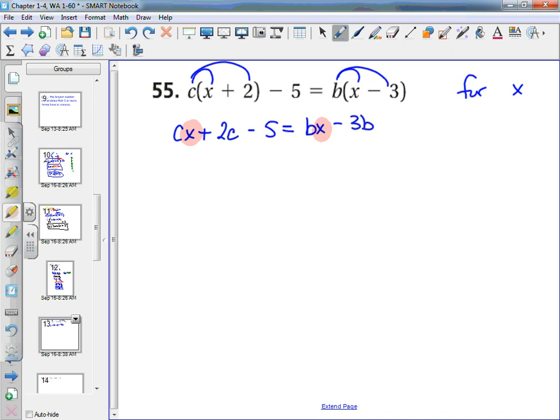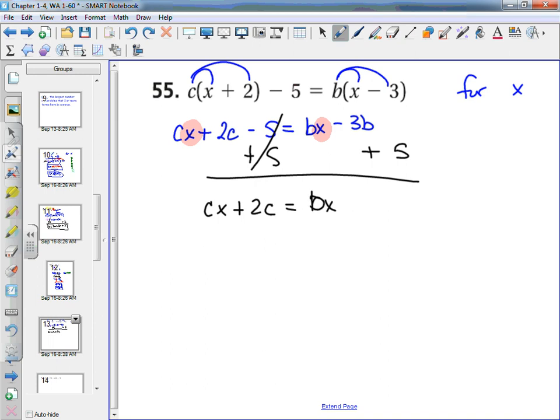Okay? So where do you want to put what? It really doesn't matter. It's equally all ugly. I want X's on one side and everything else on the other. You want to add 5 to the other side? Why not? You got to start somewhere. So I have CX plus 2C is equal to BX minus 3B plus 5.